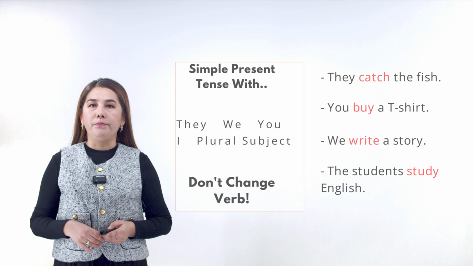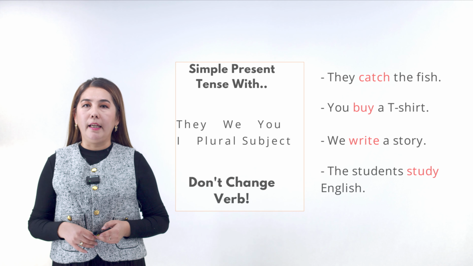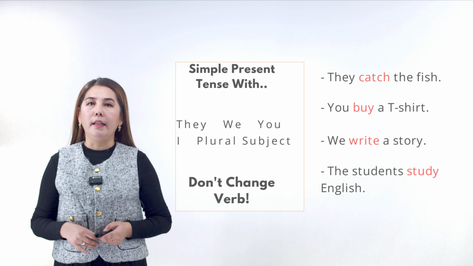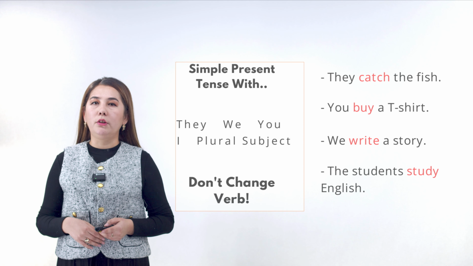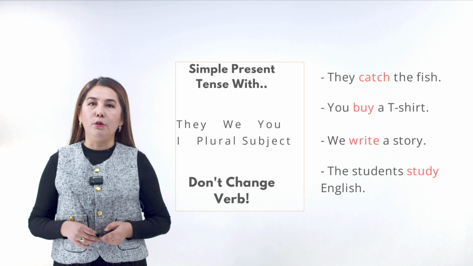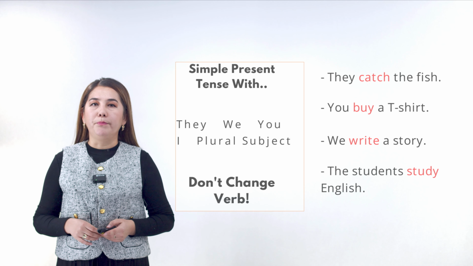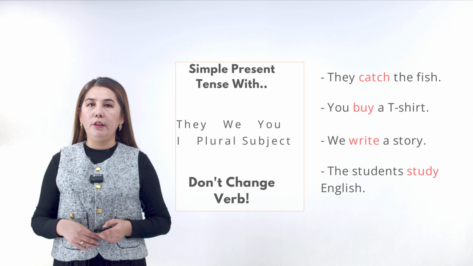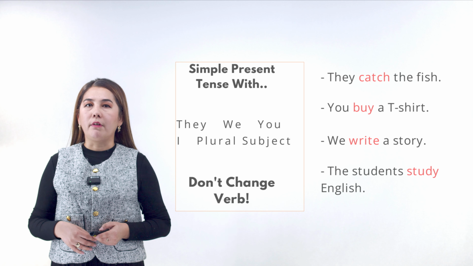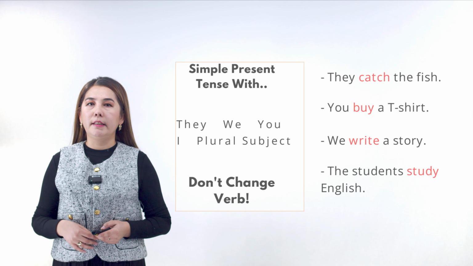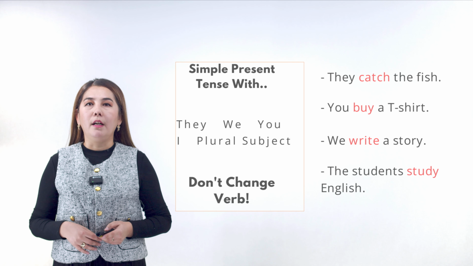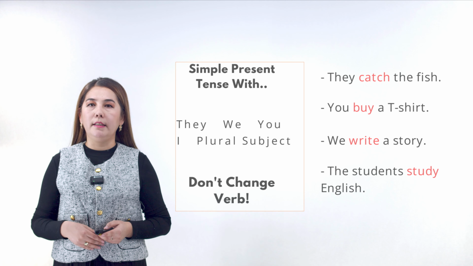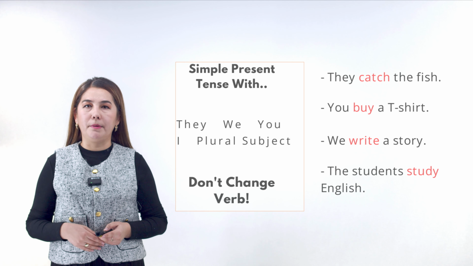The next one, as I told you about: they, we, you are plural subjects. With these subjects, we don't have to change the verbs. For example, they catch the fish. You buy a t-shirt. We write a story. The students study English. In such sentences, we don't have to change the verbs.